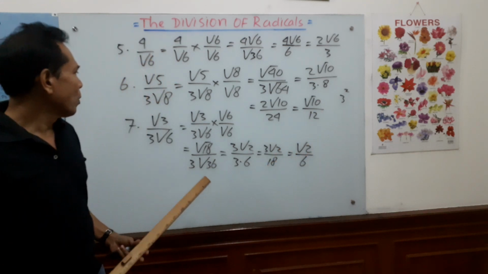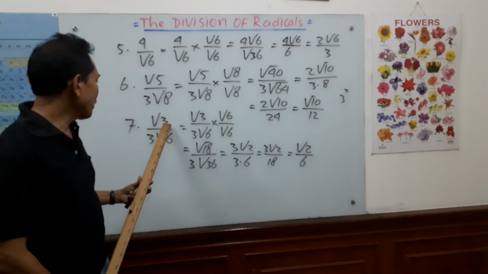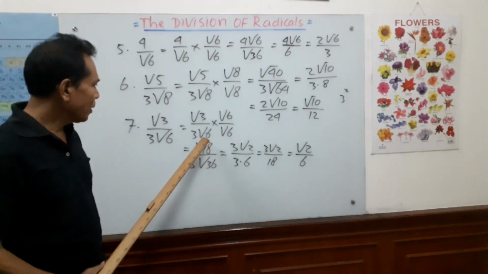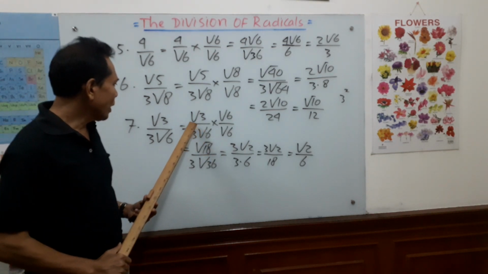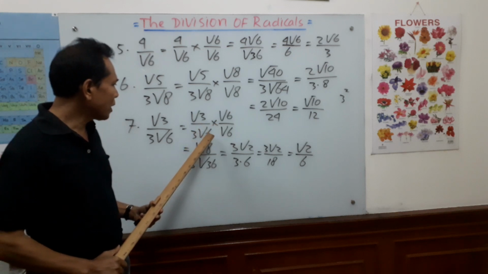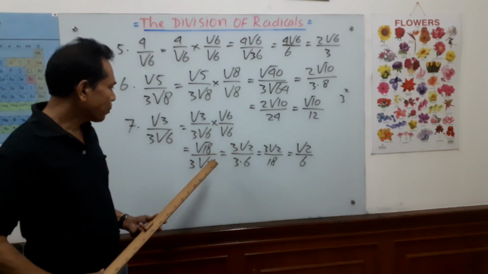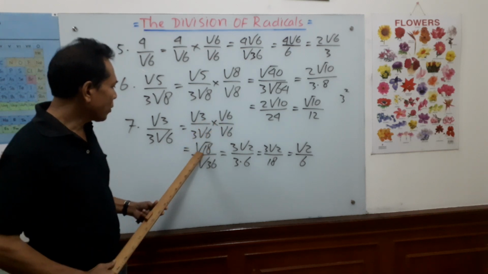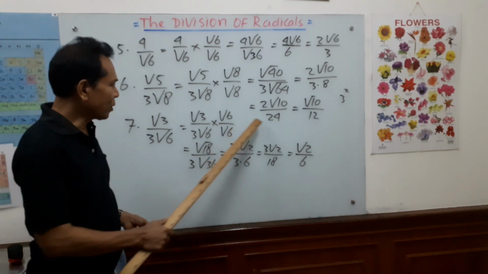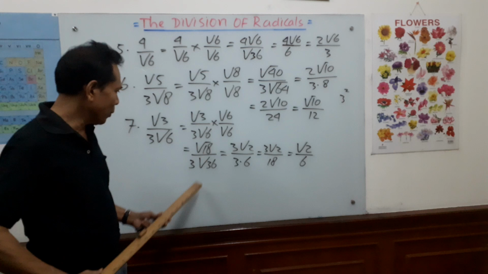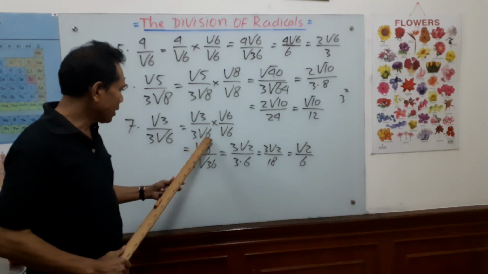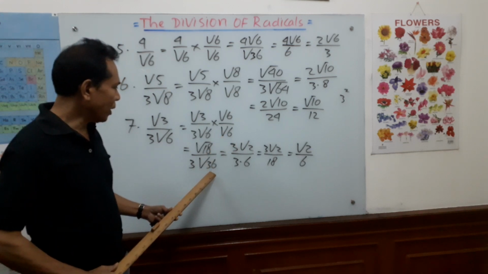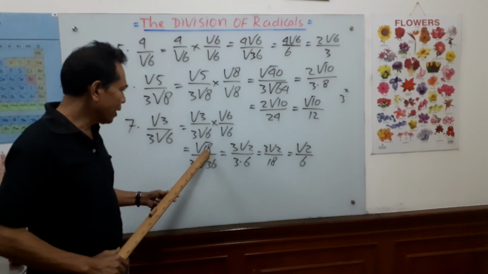Then we go to number 7. Square root 3 over 3 square root 6 equals, we rationalize the denominator. So we have square root 3 over 3 square root 6 times square root 6 over square root 6. So we have here square root 3 times square root 6 is square root 18. We put it down here because I don't think we have space there. Then 3 square root 6 times square root 6 is 3 square root 36.